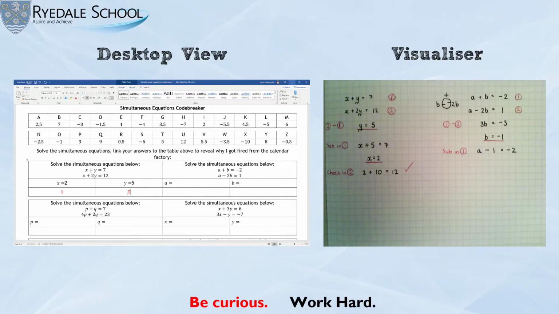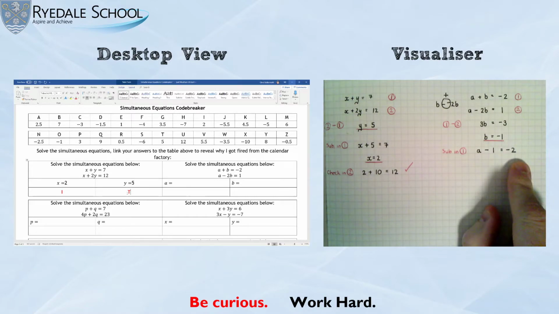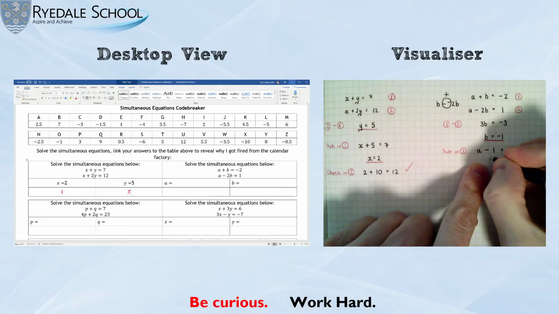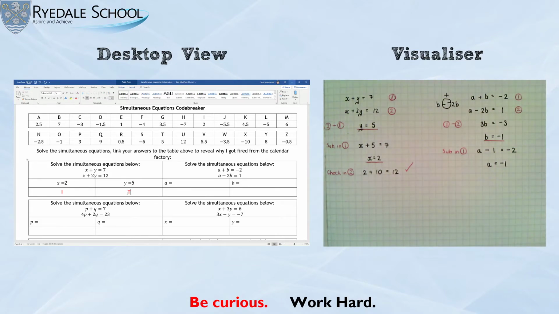So how do I go about solving this? Well, I need to do the inverse of take away 1. So I'm going to add 1 to both sides. And minus 2 add 1 is minus 1. So a also equals minus 1.